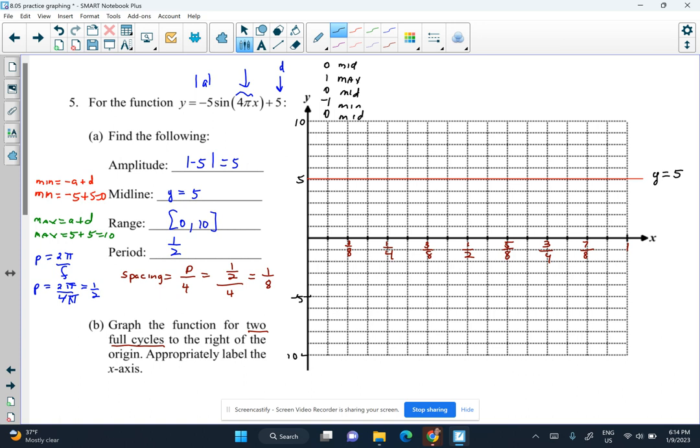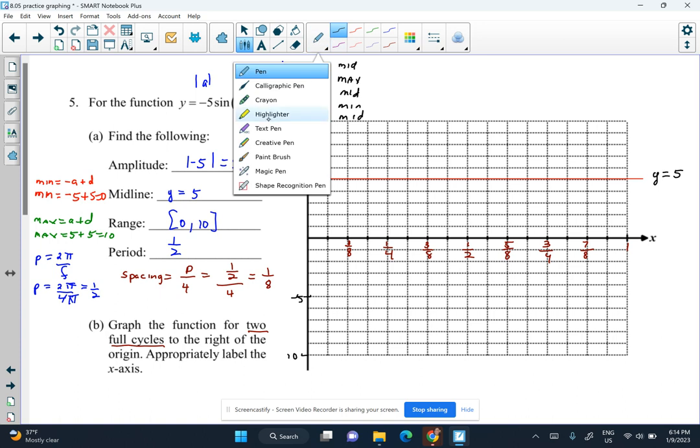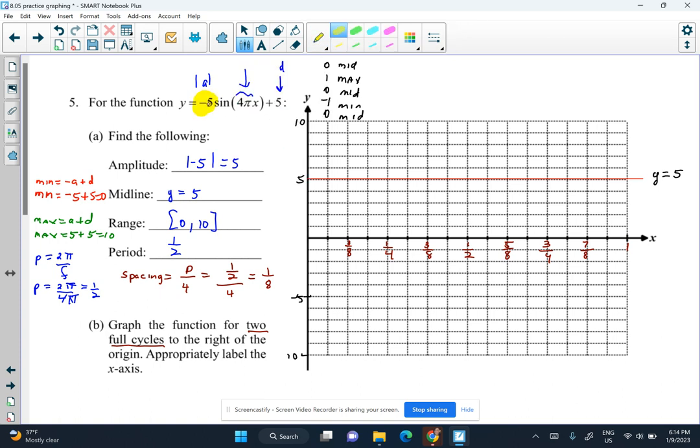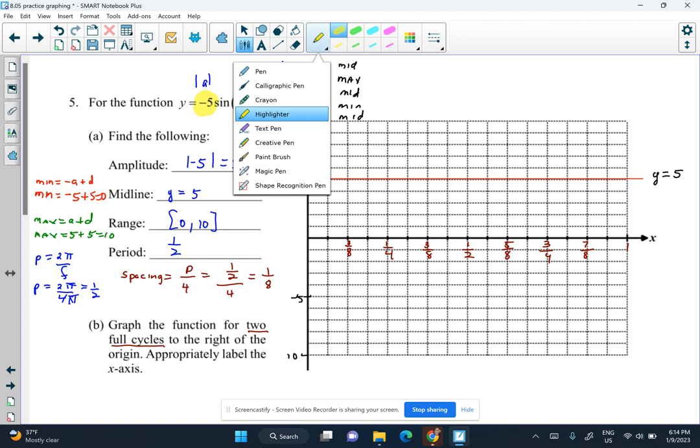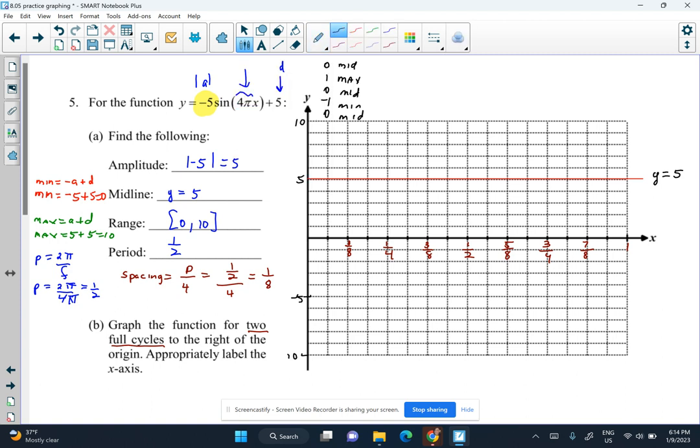But I want you to notice something. I'm going to highlight it. Did you notice the negative in front? If you notice the negative in front, that's a good thing because that tells you that you're going to reflect the function over the x-axis. What does that mean? That means the maximum becomes the minimum and the minimum becomes the maximum.